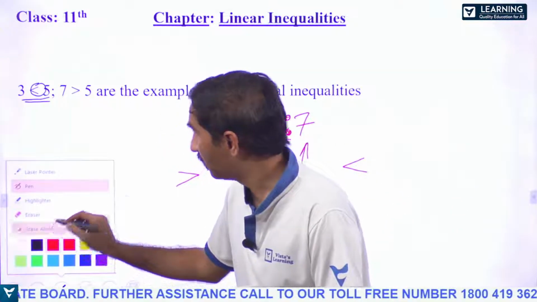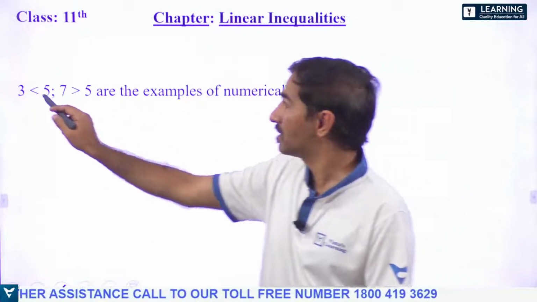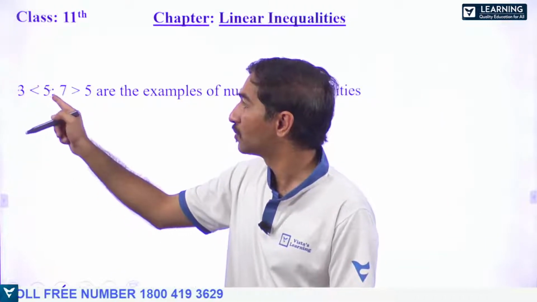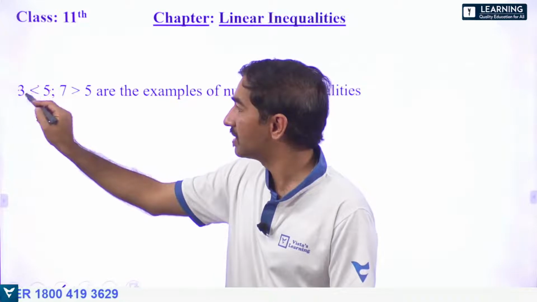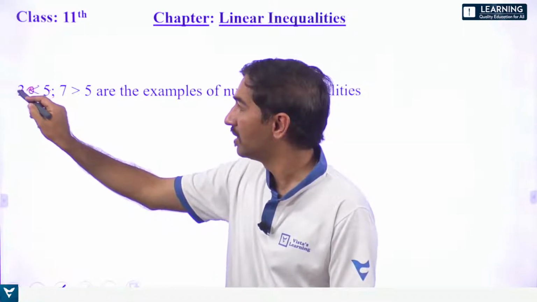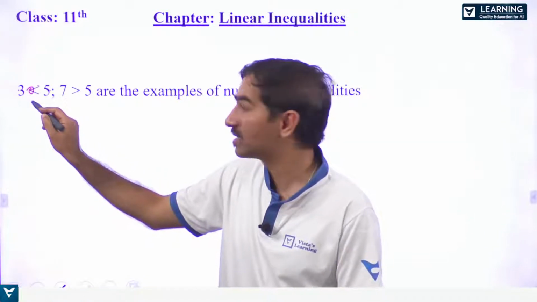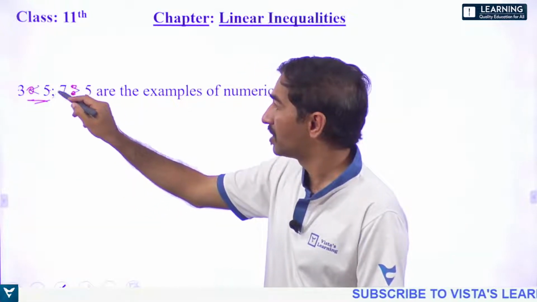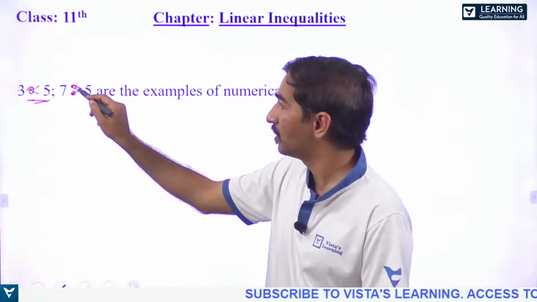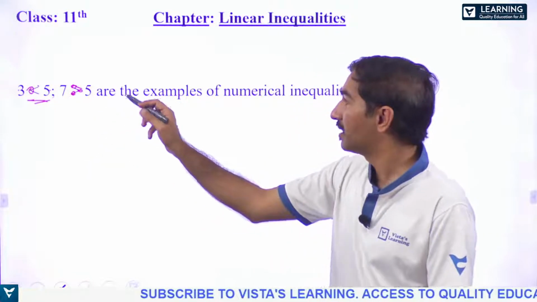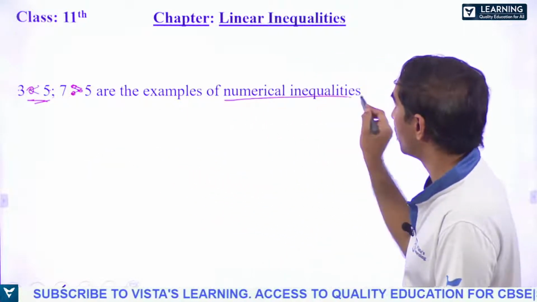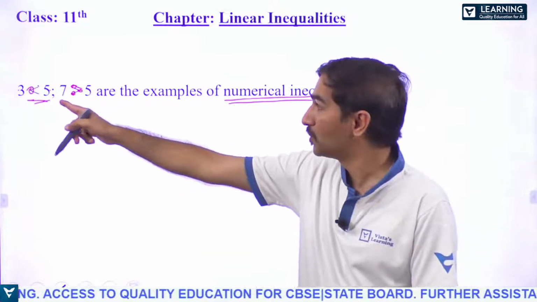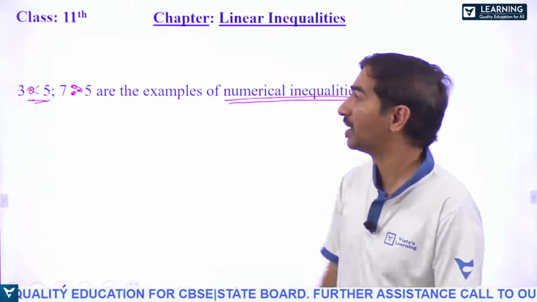So here, how do you read this? There is only 1 point for 3 and 2 points for 5. So 3 is lesser, only 1 point. 3 is lesser than 5. Is that correct? That is how you read it. 7 is greater, 2 points is for 7, so 7 is greater than 5, which has only 1 point. These are the examples of numerical inequalities. We are not using equals to, we are using those symbols, right? So it is numerical inequality.